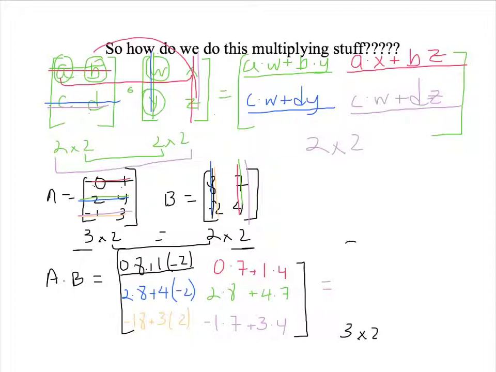So my answer matrix: 0 times -8 is 0, plus 1 times -2 is -2, so this will be -2. This one, 0 times 7 is 0, 1 times 4 is 4, this will be 4. 2 times 8 is 16, 4 times -2 is -8, 16 and -8 is +8. 2 times 8 is 16, 4 times 7 is 28, so 16 and 28 is 44.